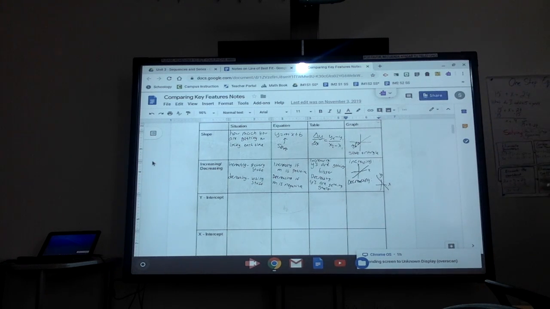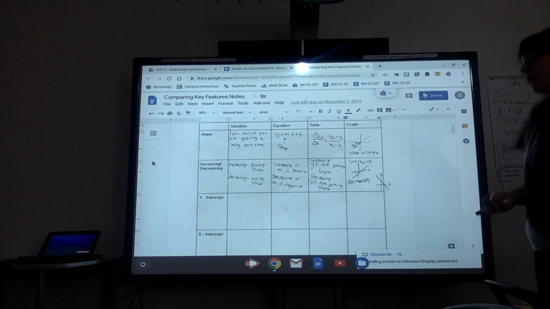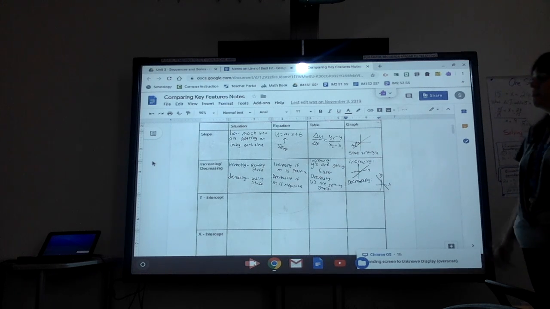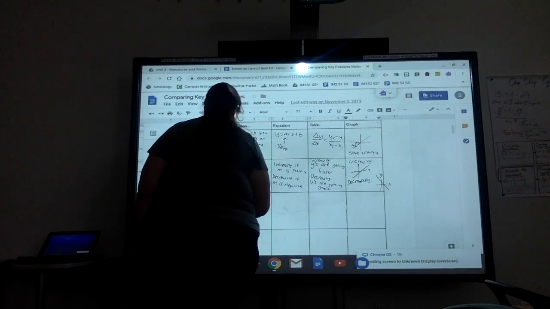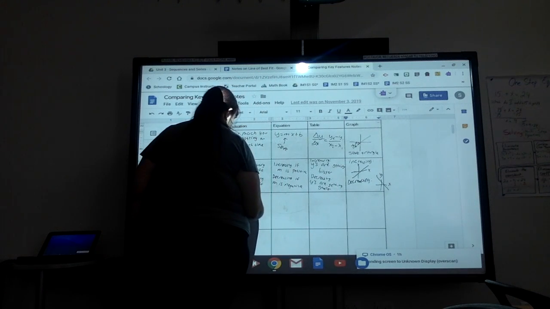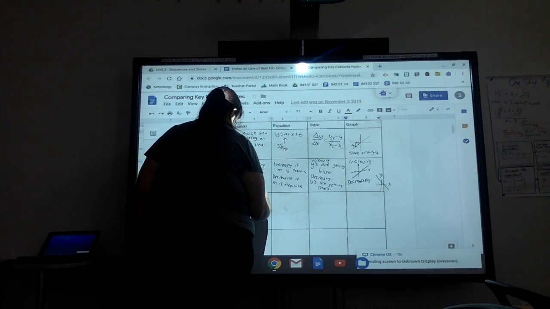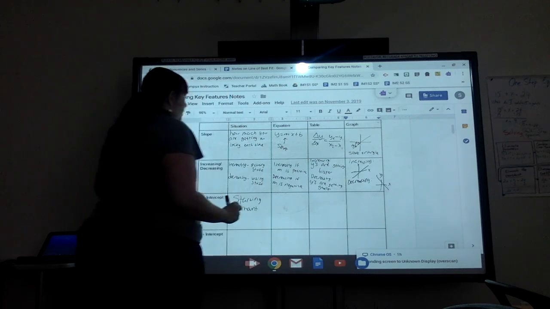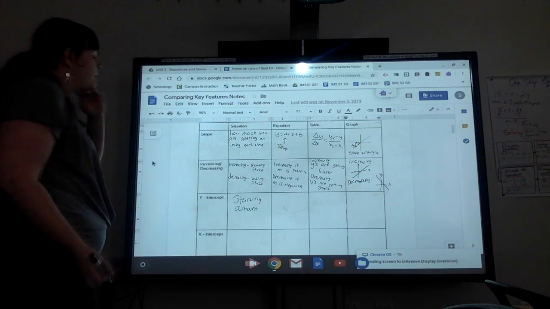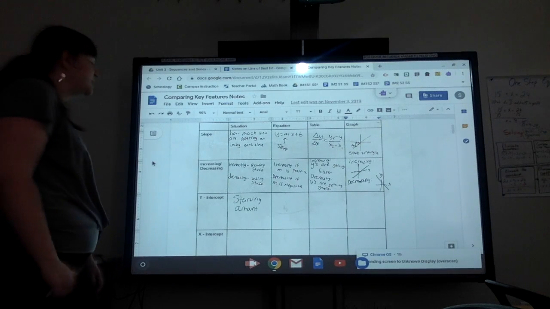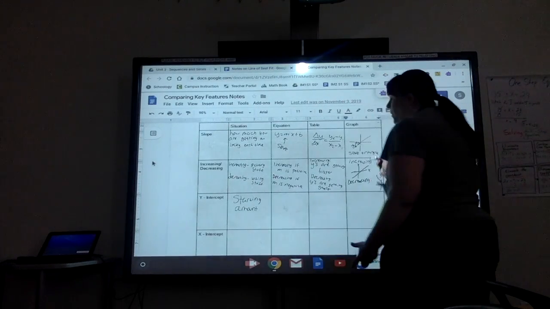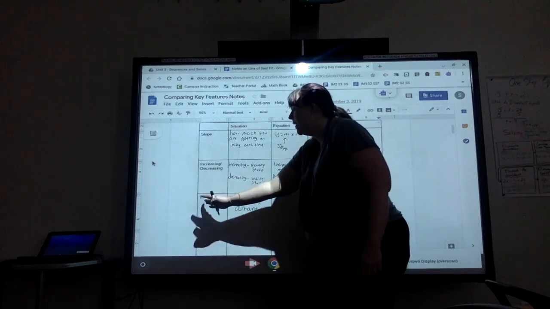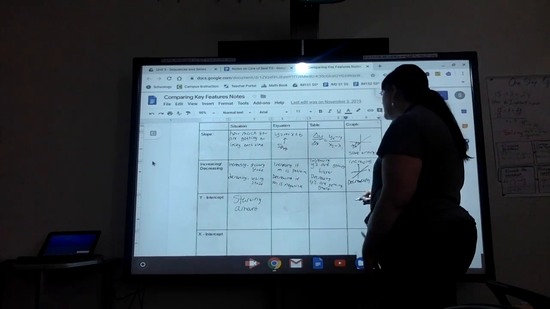Then we have y-intercept, which you've already learned in the past. But to remind you, the y-intercept in a situation is how much you start with. It's your starting amount. I'm going to jump to the graph because that's the next easiest one for the y-intercept. On the graph, it's where it crosses the y-axis, which is why it's called the y-intercept, because intercept means cross.